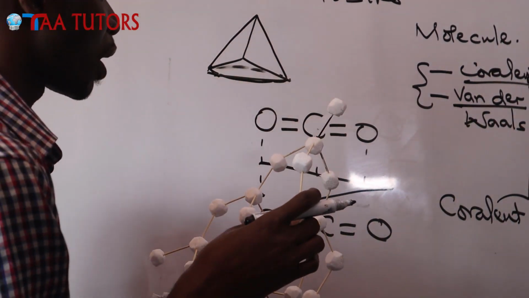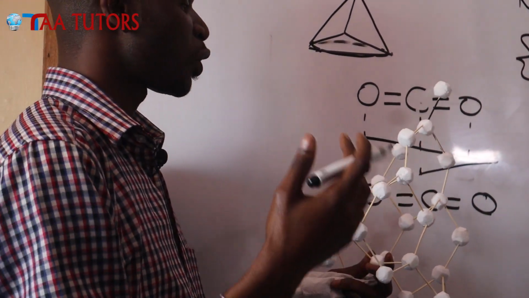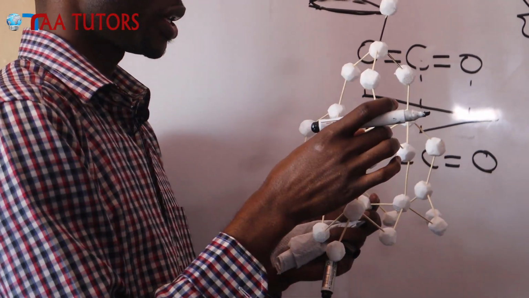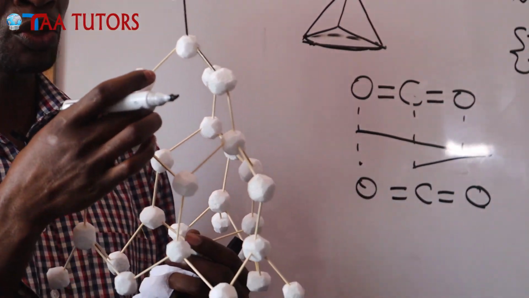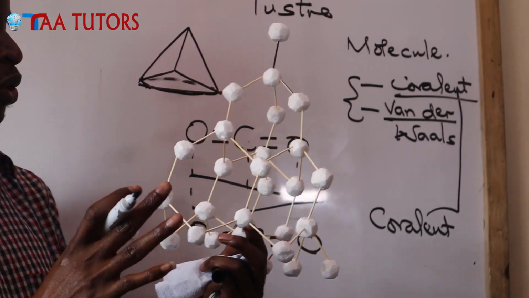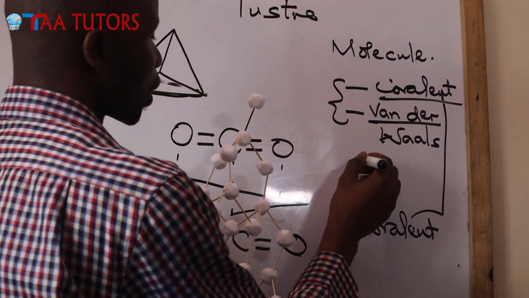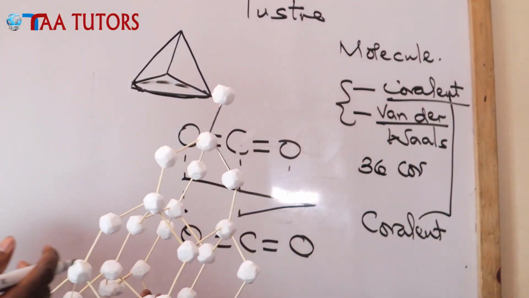But in diamond, we don't have those kinds of forces. We don't have intermolecular force. We just have one force of attraction holding the atoms together, and that is the covalent bond represented by these particular toothpicks that we have joined here. Now you realize that I've counted these bonds here, and in total there are around 36. There are 36 covalent bonds holding around 30 atoms of carbon to form diamond.